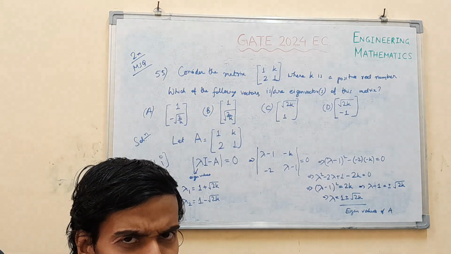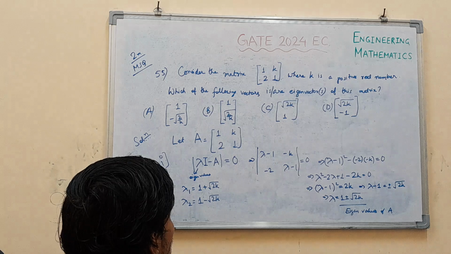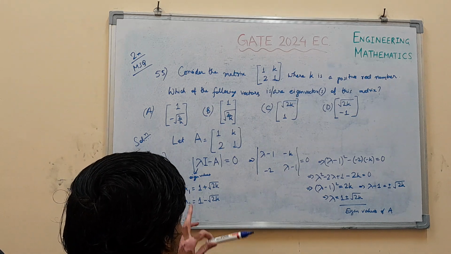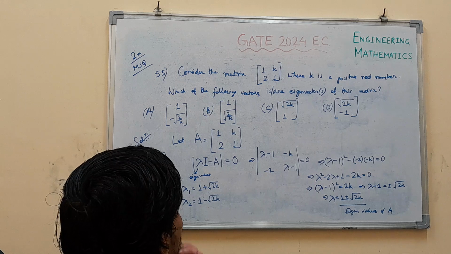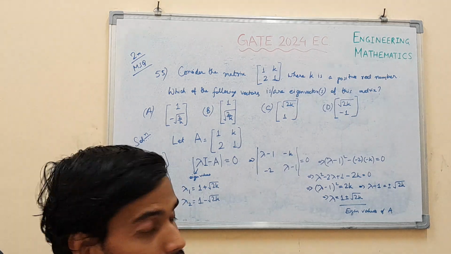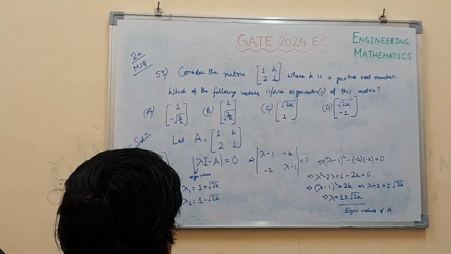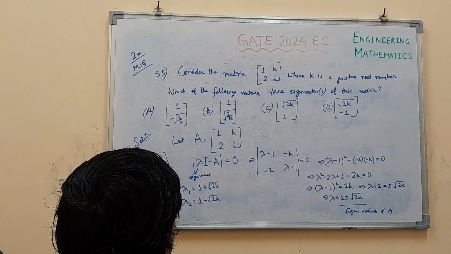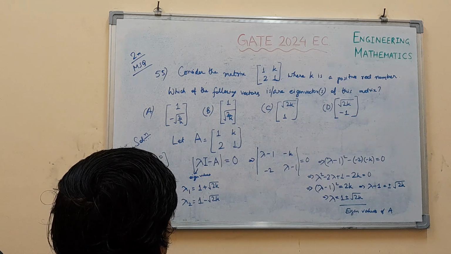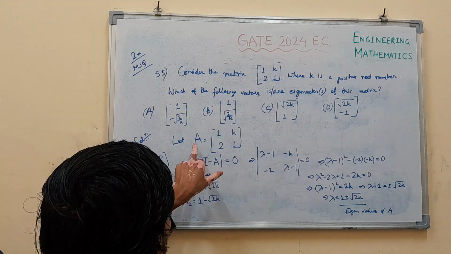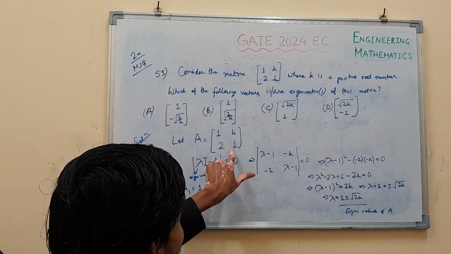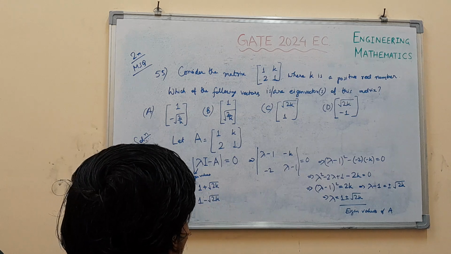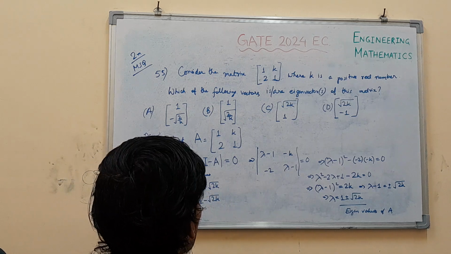Now we can go for the usual approach, but the easier approach is, if we go by the options, right? If we multiply the given matrix with the eigenvectors given in the options, we can do it easily. Let's do it one by one.